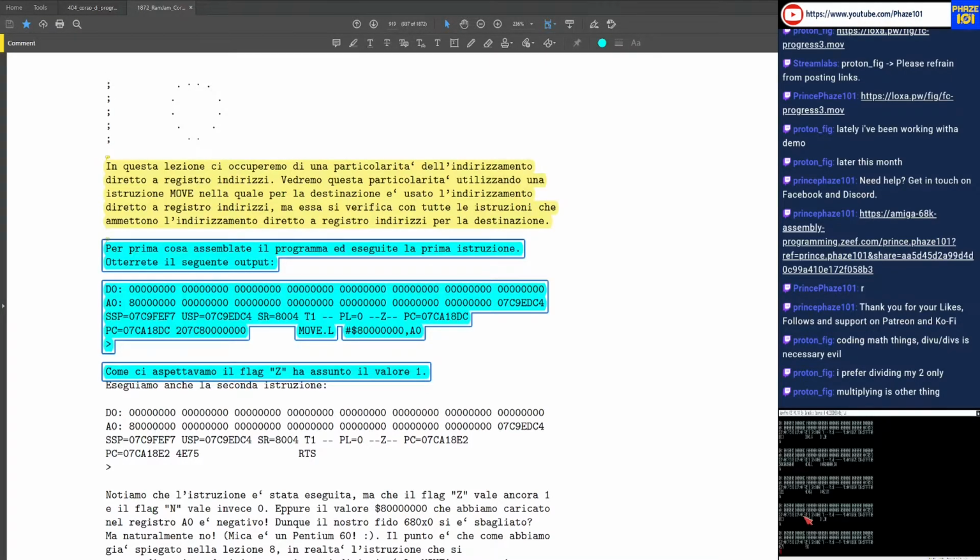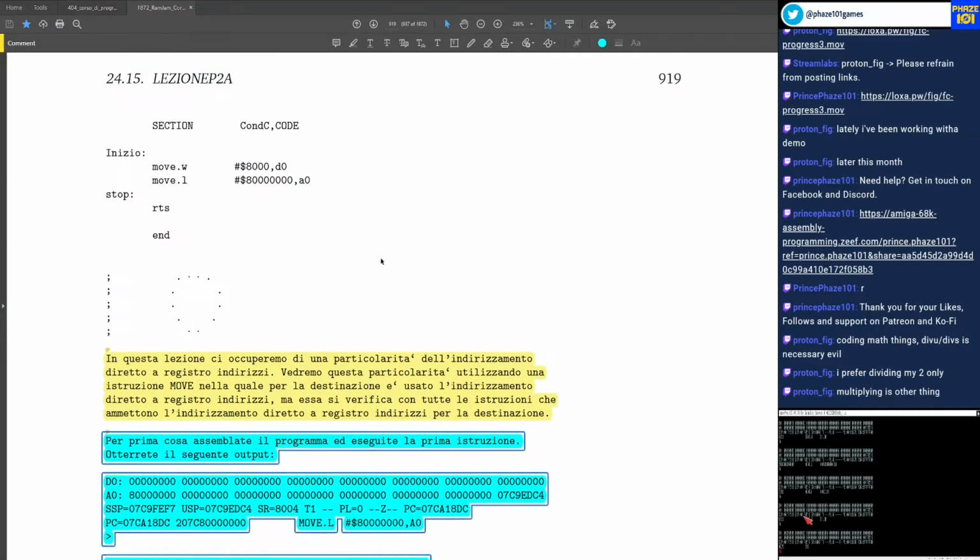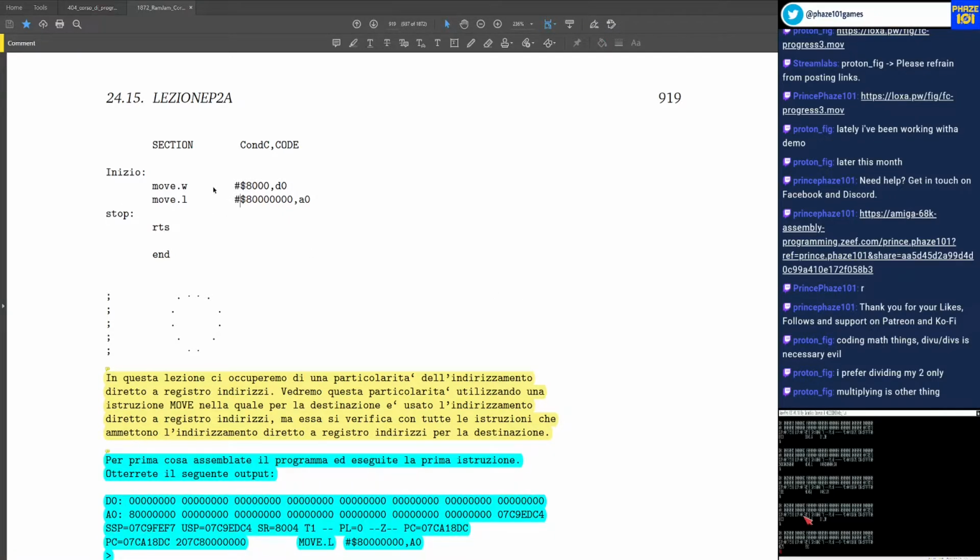Just before I jump, I just want to make sure that I read all the registers. Please note that there's a typo in the book here. This should be 0, not 8,000. The first example, because this 2A is divided in 2.